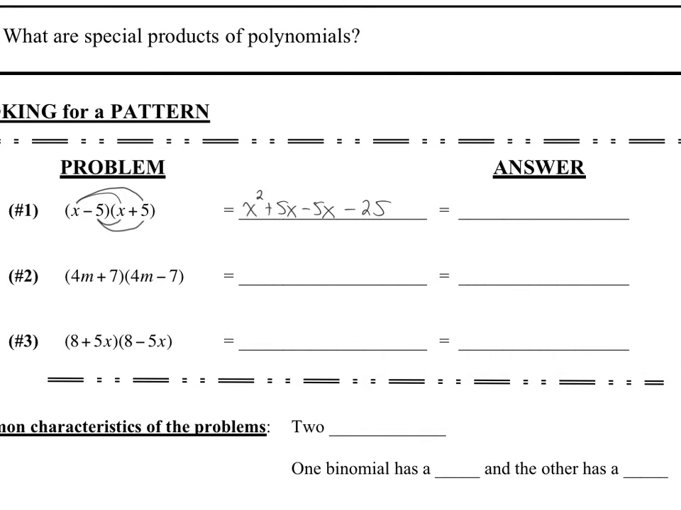Are there any like terms here? Yep, we got 5x and negative 5x. Ooh, what's 5x minus 5x though? What does that go to? They cancel out. That goes to 0. So what we're left with is x squared minus 25. Interesting. Okay, let's do another one.